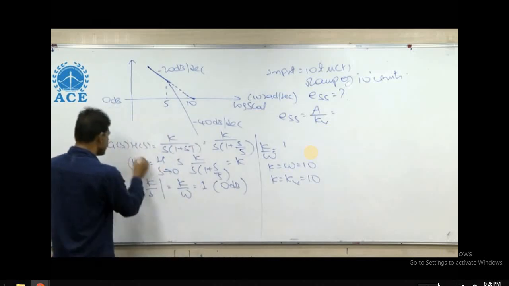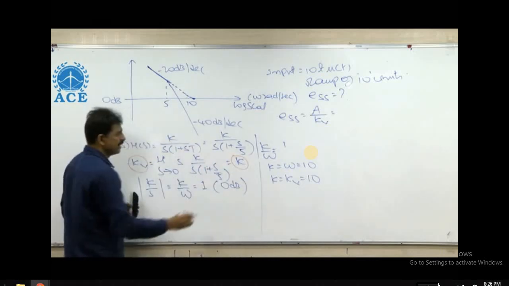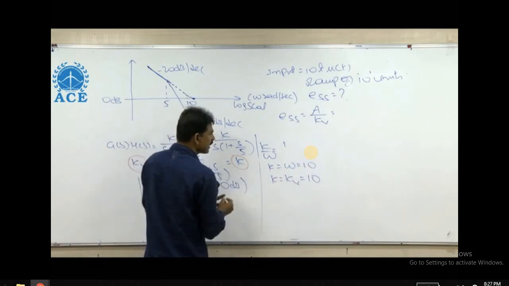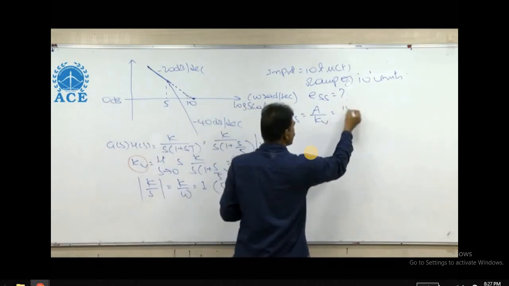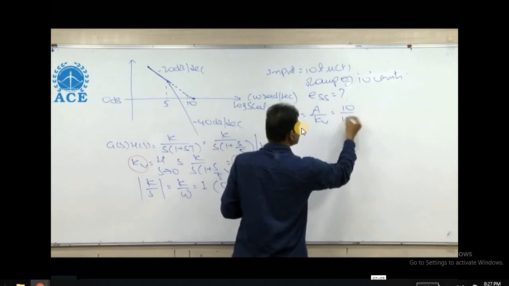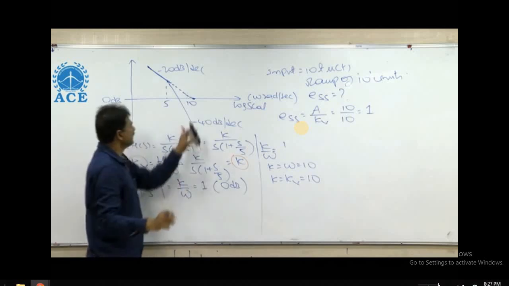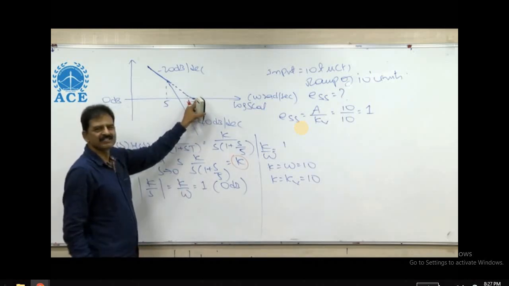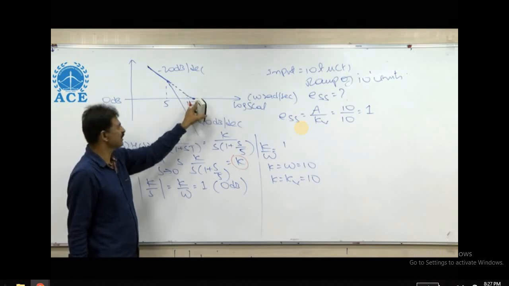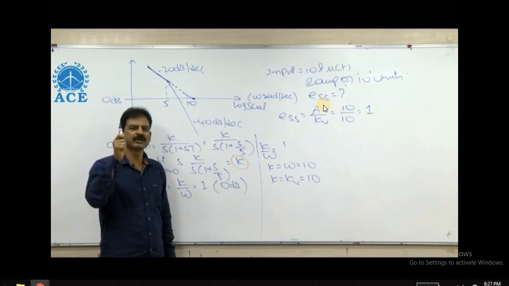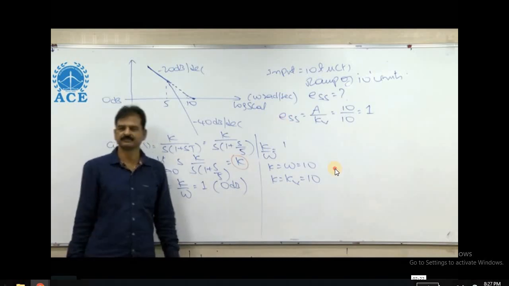Velocity error coefficient Kv is equal to Bode gain K. Bode gain K is equal to omega, which is 10. Therefore, error is equal to 10 by 10, which is unity. Directly, 0 dB it is intersecting at 10, so Kv is equal to 10. Therefore, 10 by 10, the answer is unity. Pen, paper not required.